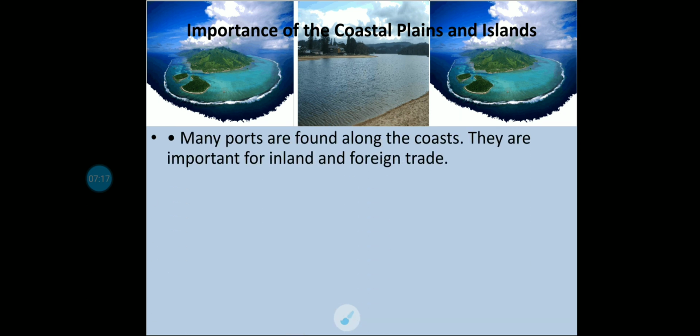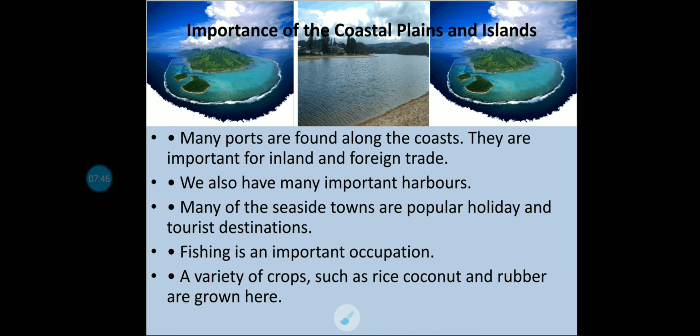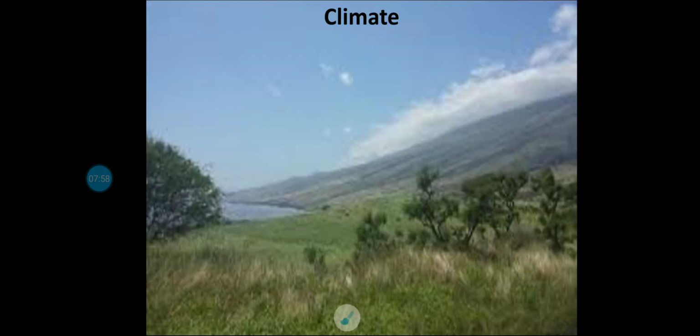Now we will be moving to the importance of the coastal plains and islands. Many ports are found along the coast. They are important for inland and foreign trade. We also have many important harbors. Many of the seaside towns are popular holiday and tourist destinations. Fishing is an important occupation. A variety of crops such as rice, coconut and rubber are grown here. Islands are also popular tourist attractions.